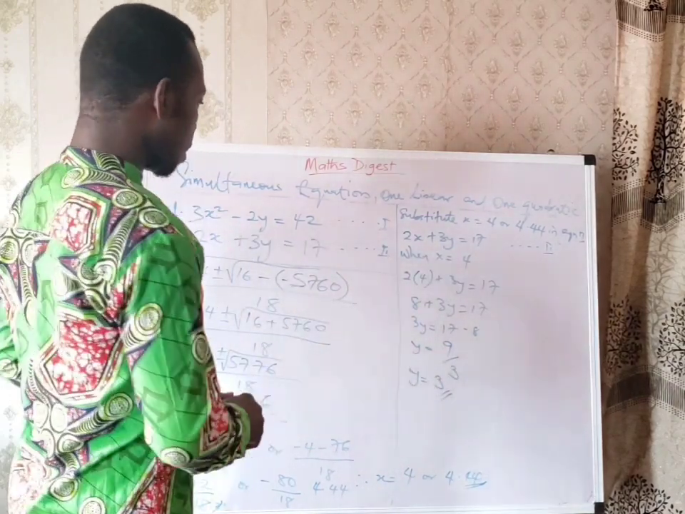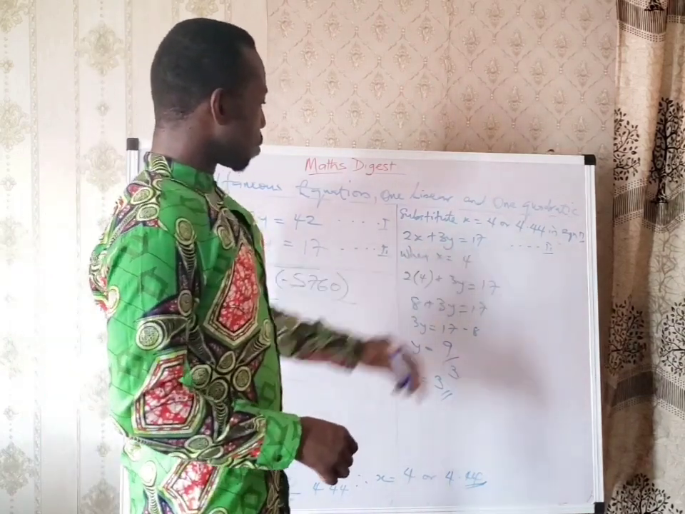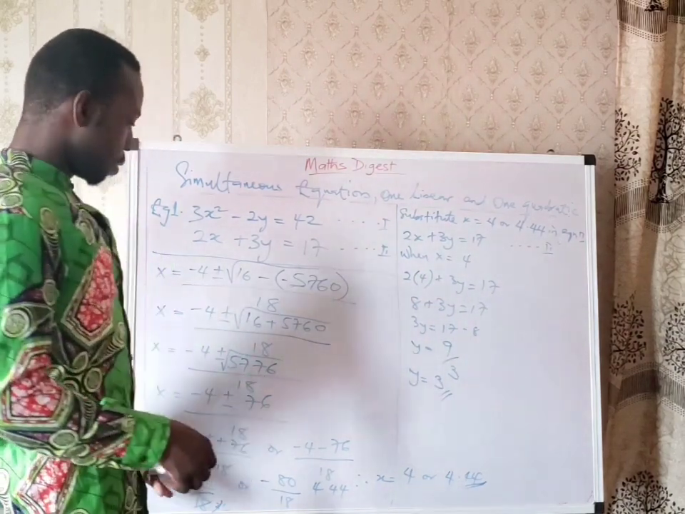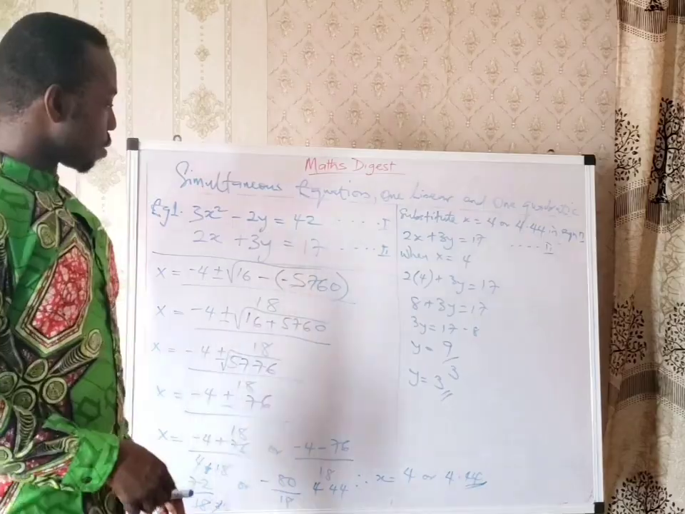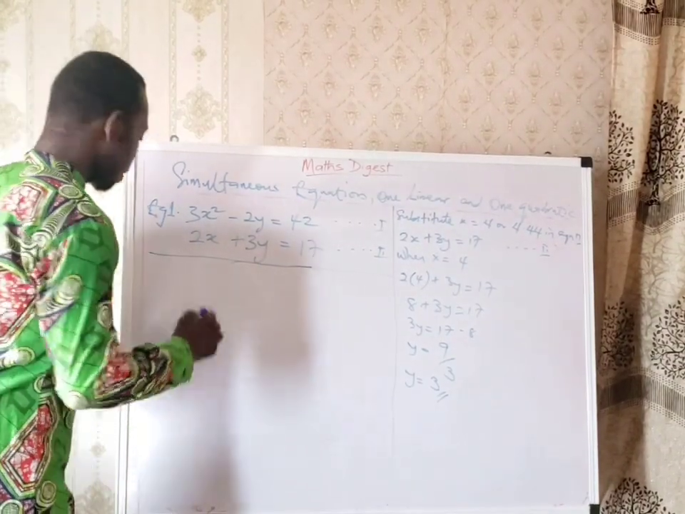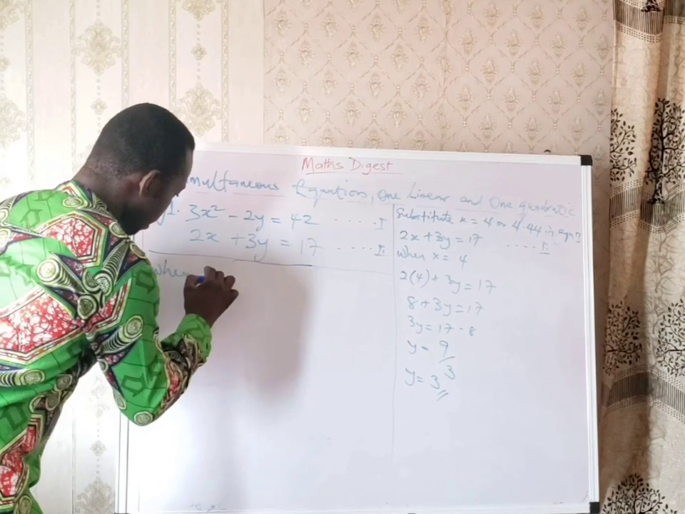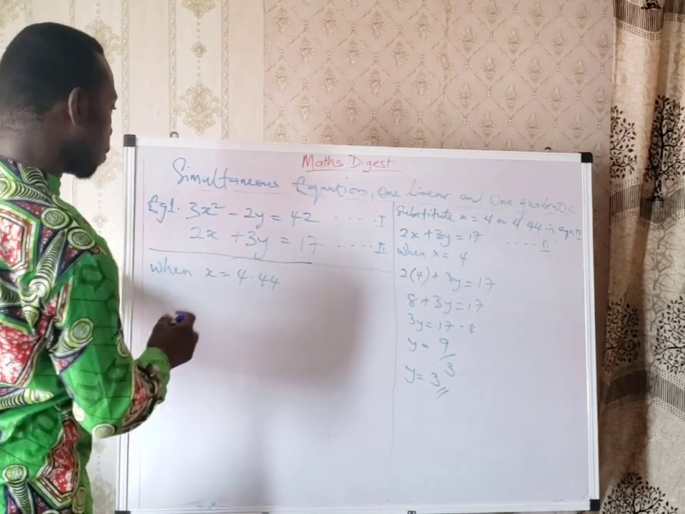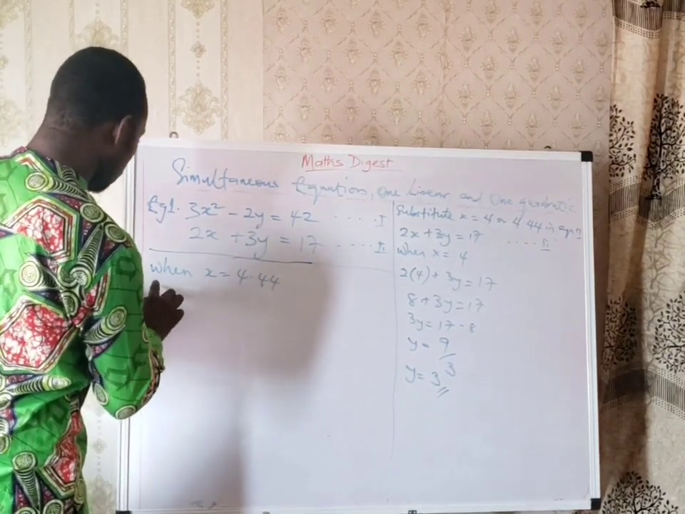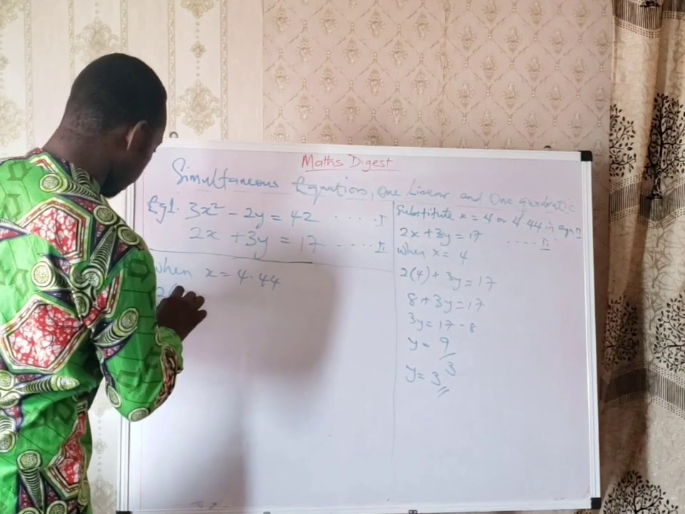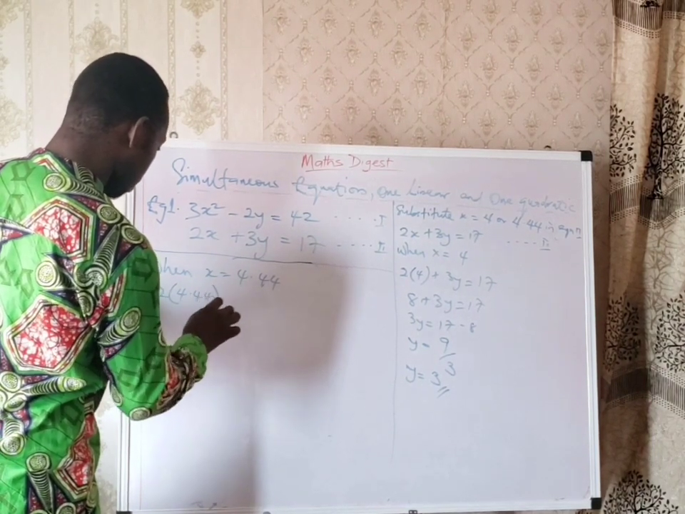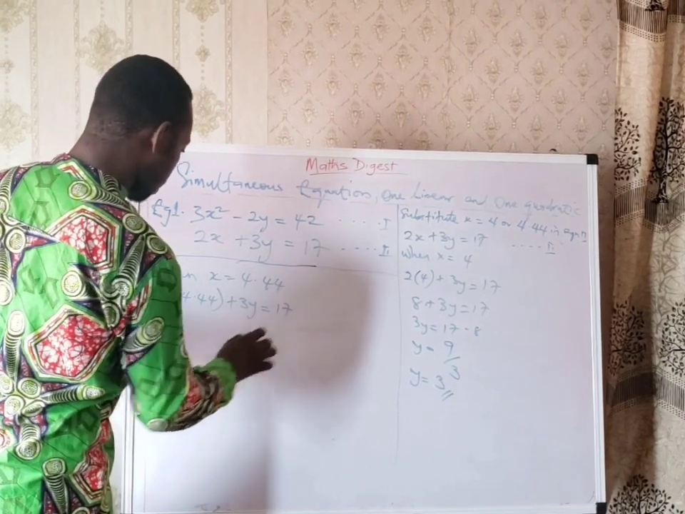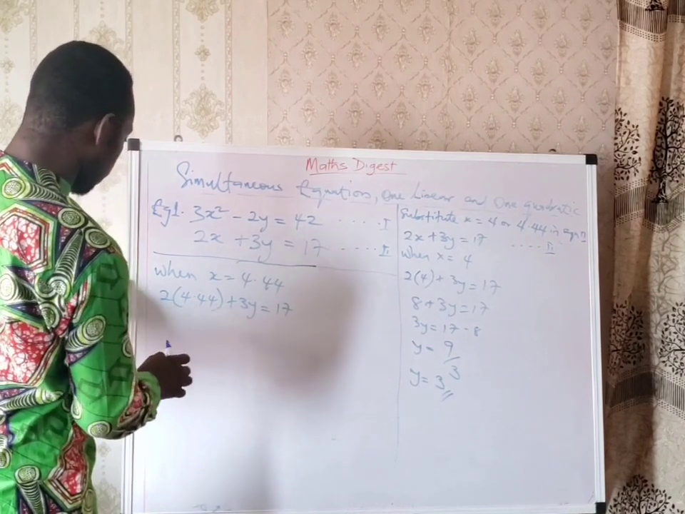Now let's get when x is equal to 4.44, so that we'll find out what y will give us. Quickly we are going to clean this side of the board. Stay tuned. Okay, we're right back. Now when x equal to 4.44, if we substitute it in equation 2, we have 2 times 4.44 plus 3y equal to 17.